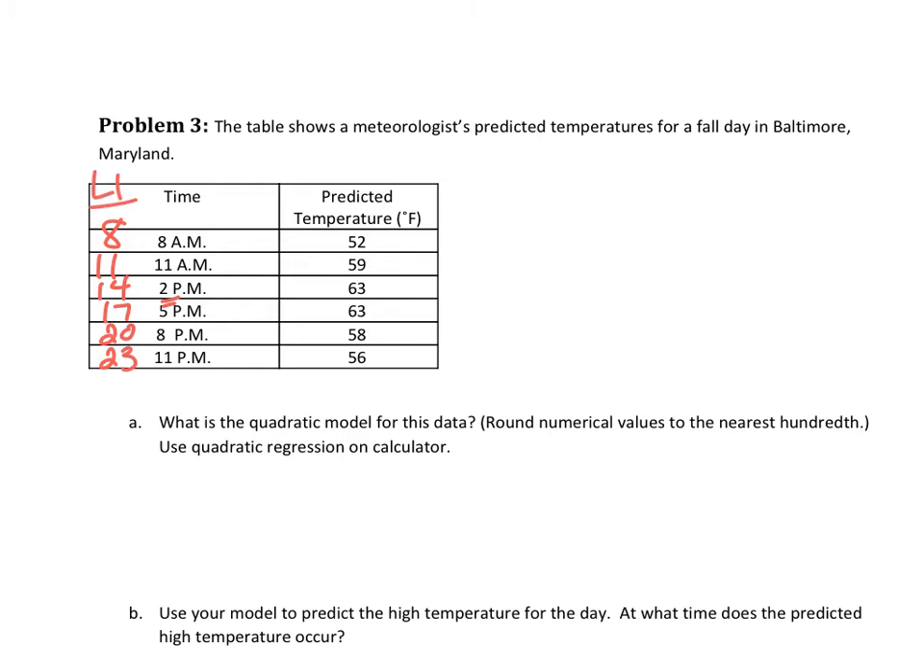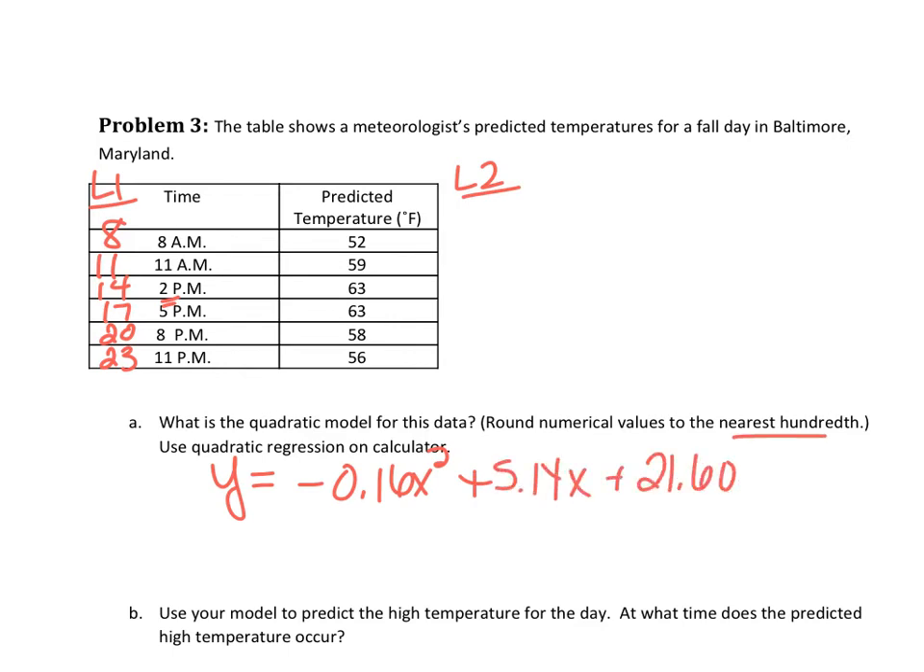So this will be your L1 values, these will be your L2 values, and you're going to put them in your calculator just like we've been doing, quadratic regression, and when you do that, you're going to get, for your model, negative 0.16x squared plus 5.14x plus 21.60, rounding to the nearest hundredth. And so it's very similar to what we did with problem 1 and 2, but now it says use your model to predict the high temperature for the day. At what time does this predicted high temperature occur?